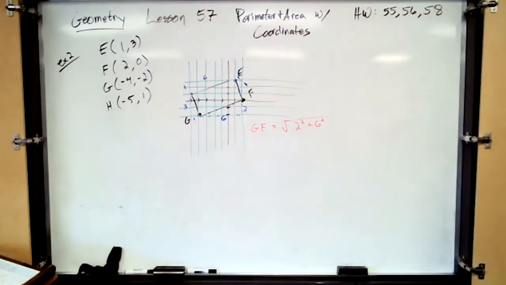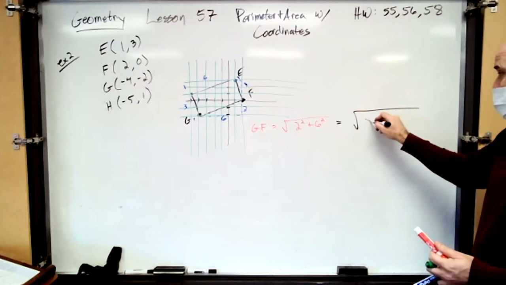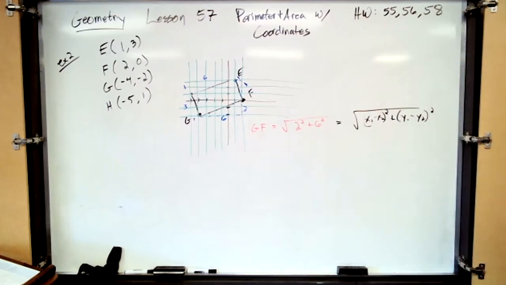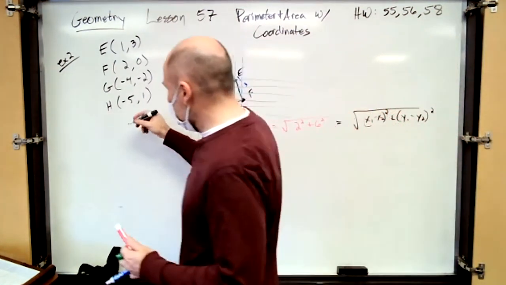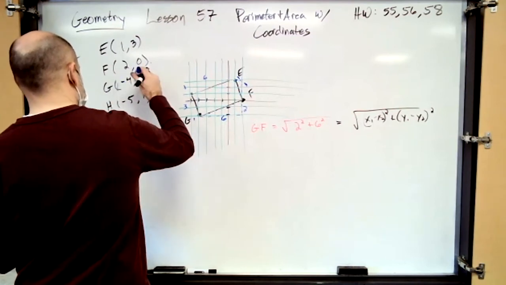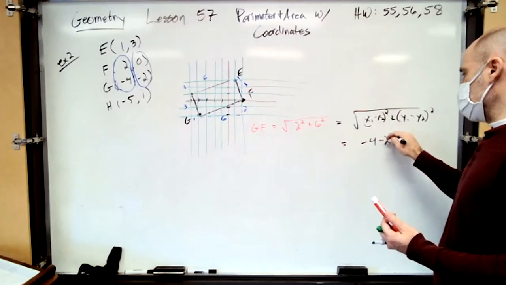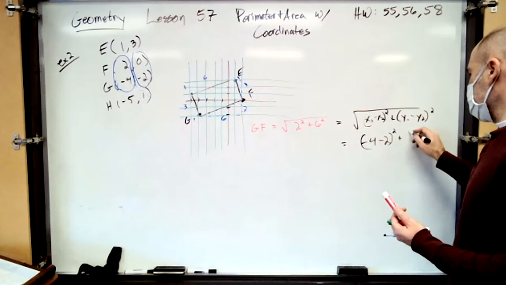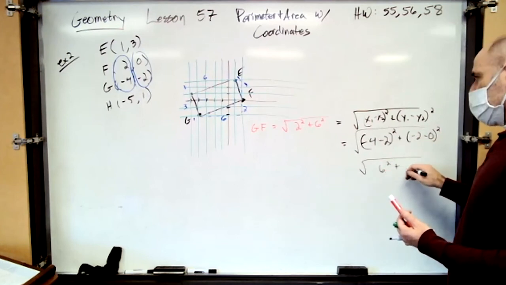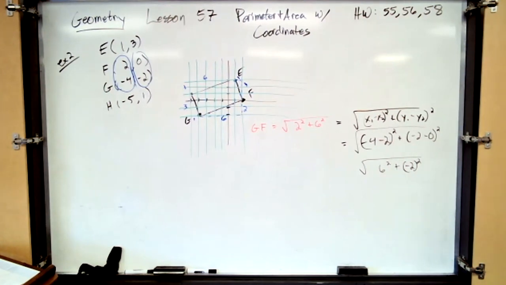The other way to do this is the distance formula. To find the distance between 2 points, remember it's x1 minus x2 (squared) plus y1 minus y2 (squared). So between G and F, it's these 2 points. Okay, so you could say negative 4 minus 2 parentheses squared, and then negative 2 minus 0 parentheses squared. So that is 6 squared plus negative 2 squared, but when you square negative 2, you still get positive 4, right? So see how you get the same thing?